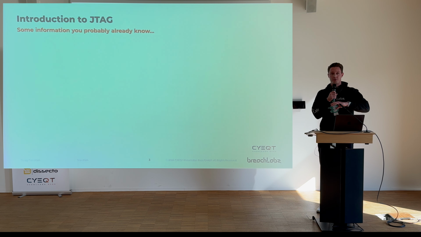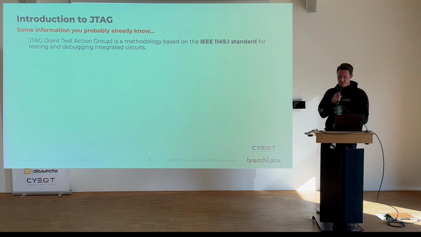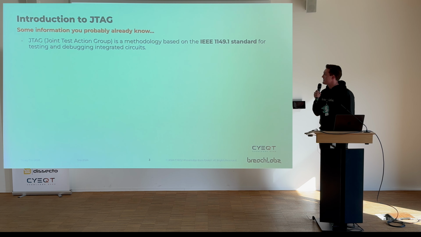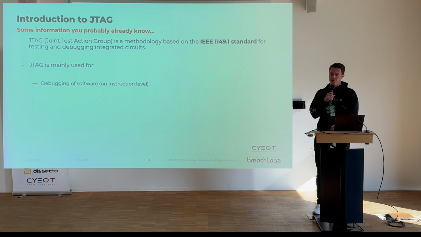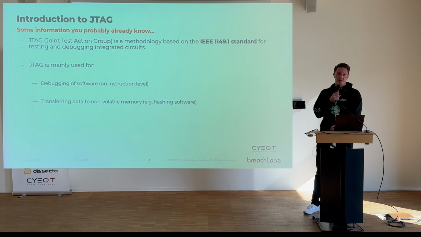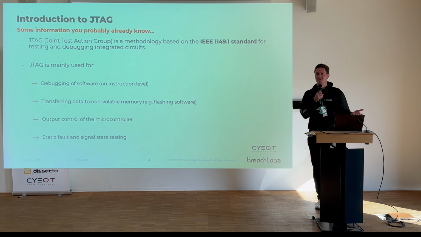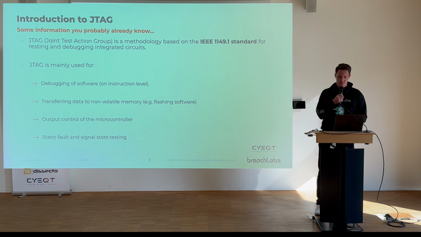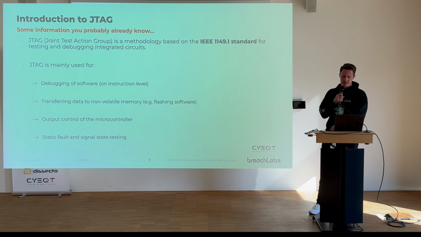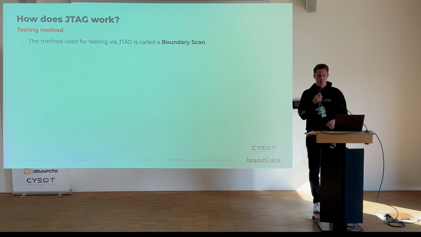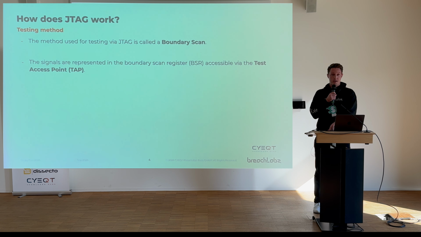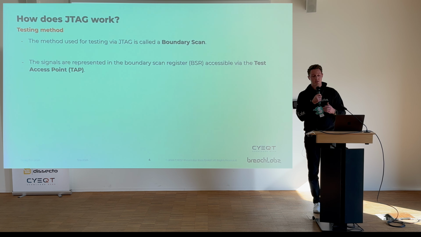Everybody knows JTAG in general, right? Fantastic. The JTAG protocol is defined in the IEEE standard 1149.1. It's usually used to debug your software, to transfer data from non-volatile memory, to output data from the controller and monitor what's going on, to debug during the development process, and also for static fault and signal state testing. But how does it actually work? One of the methods you can use JTAG for is called boundary scan, and this is what we're going to look at today.